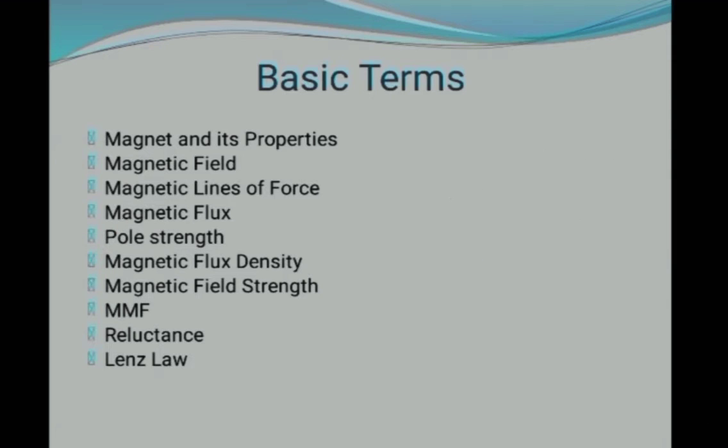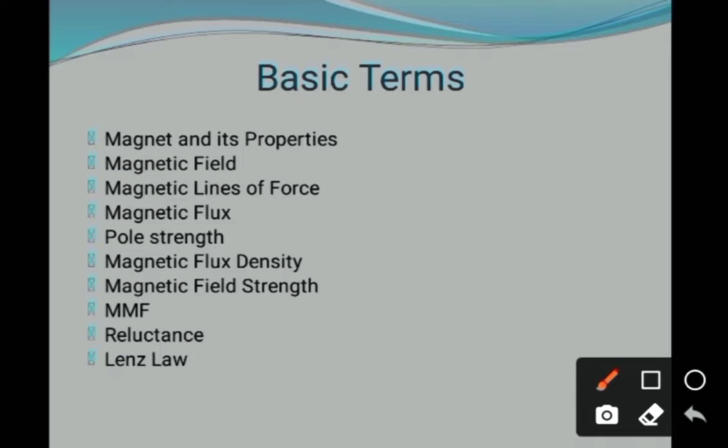Next term is magnetic flux density. Magnetic flux density is defined as the flux per unit area in a plane at right angle to the flux.